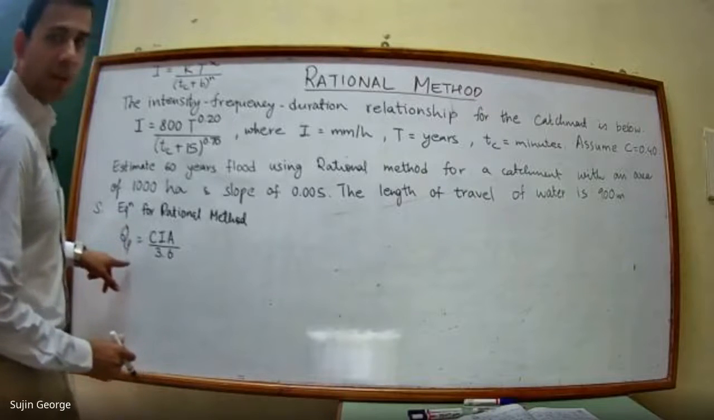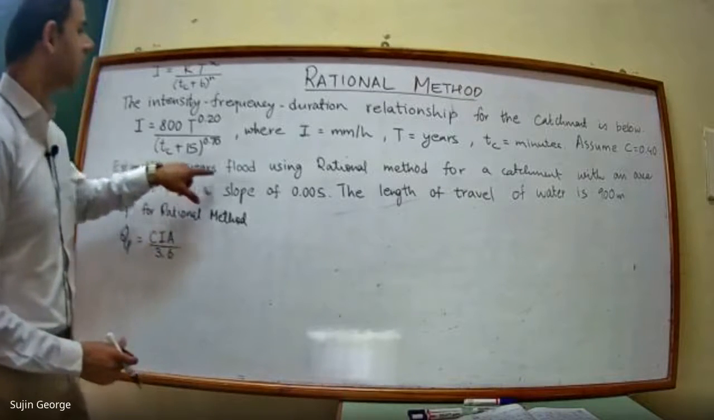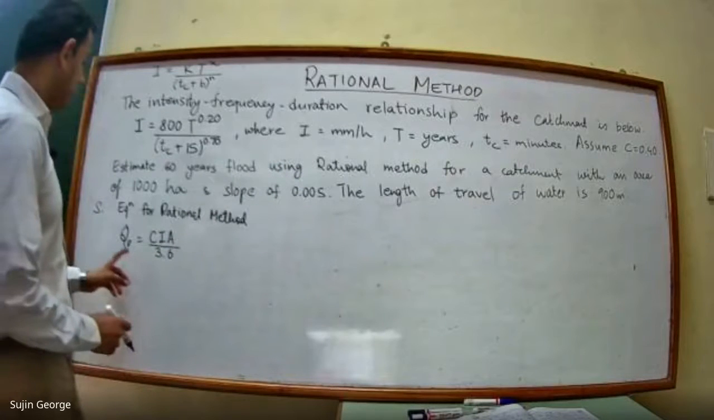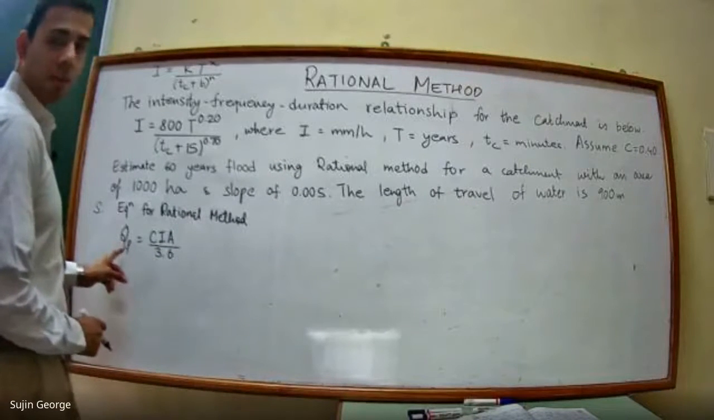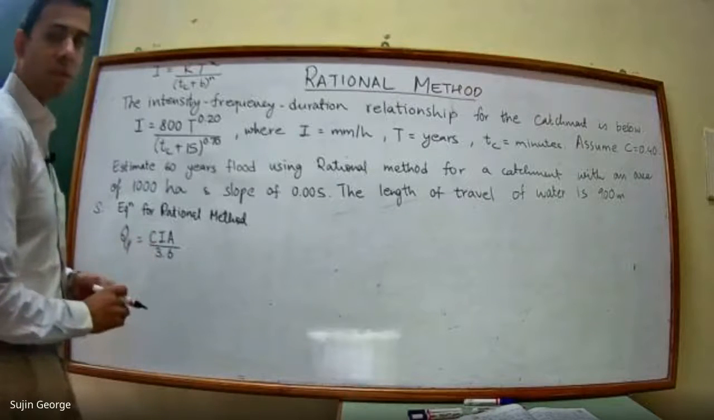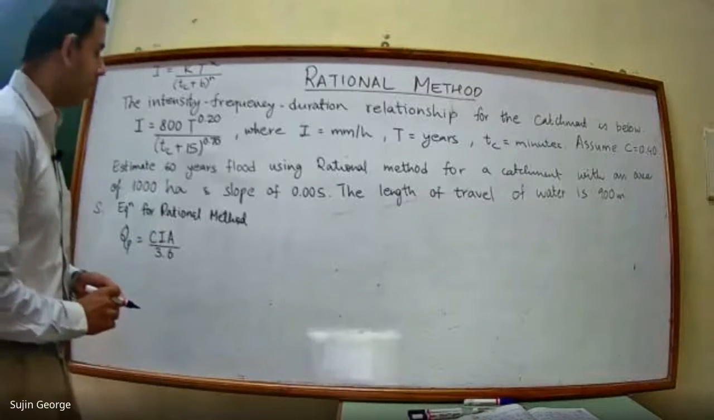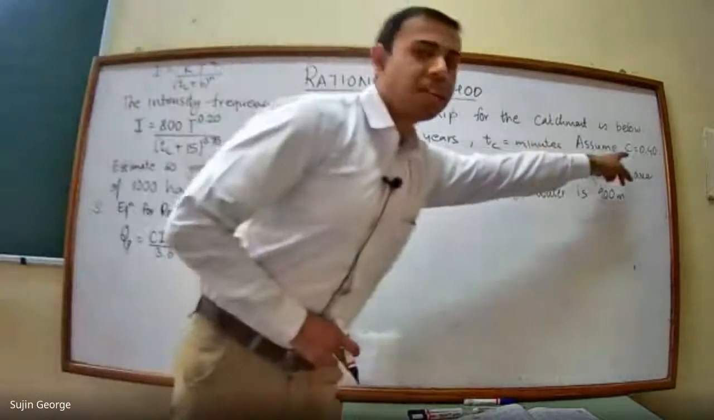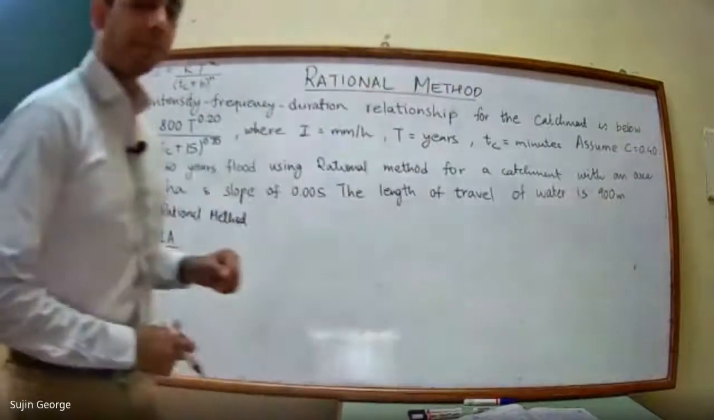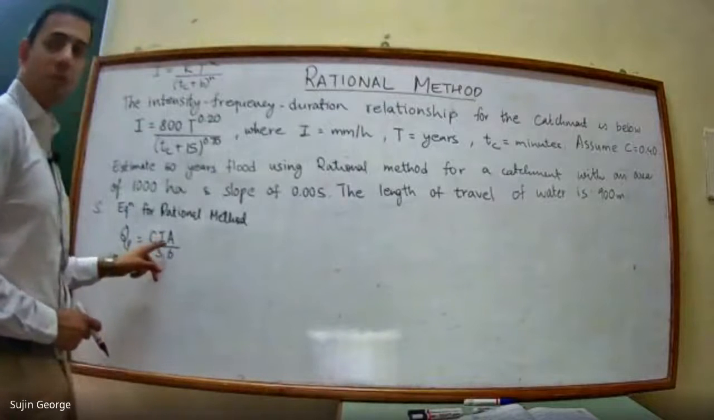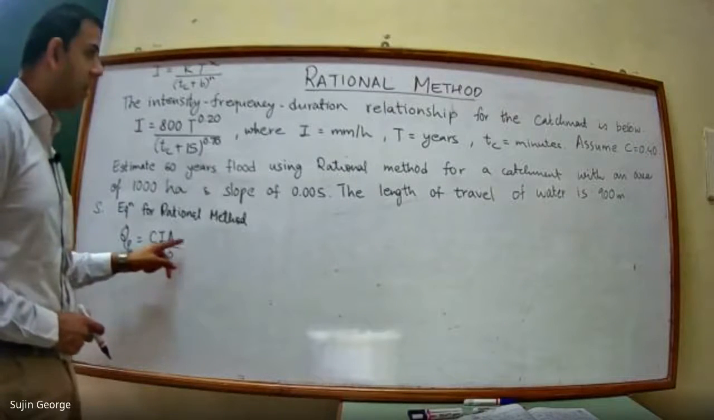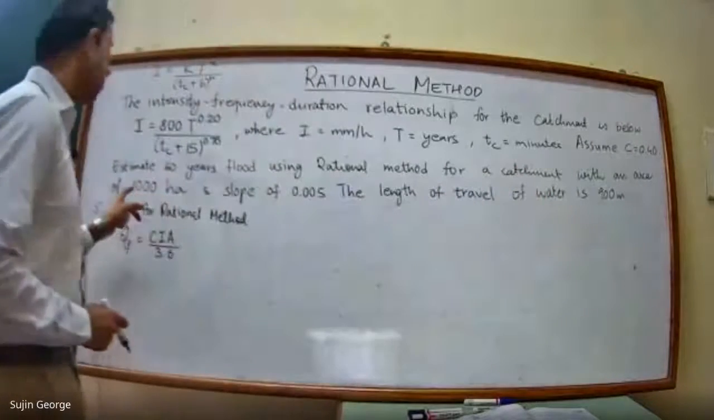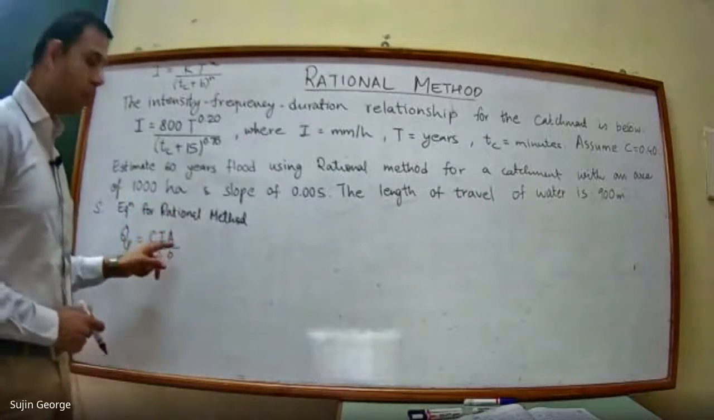You want to find out the value of QP. Estimate 60 years flood using rational method means you want to find the value of QP is equal to CIA upon 3.6. Now you know the value of C. C value is given as 0.4. You know the value of A. A value is given as how much? Catchment with an area of 1000 hectares. So you know the value of A.